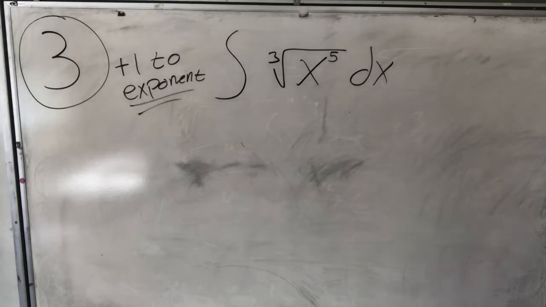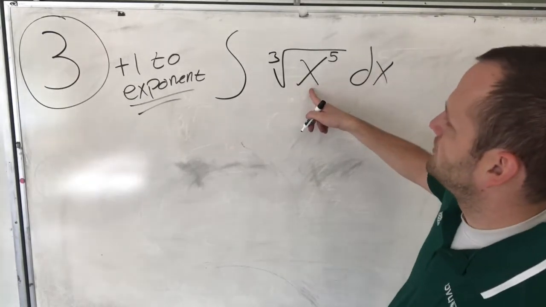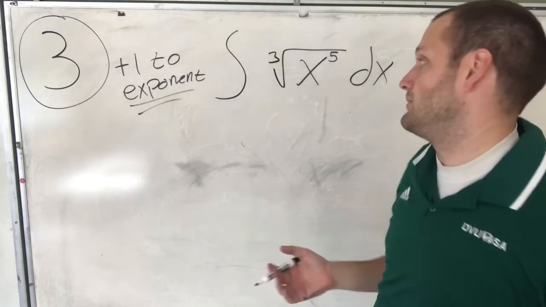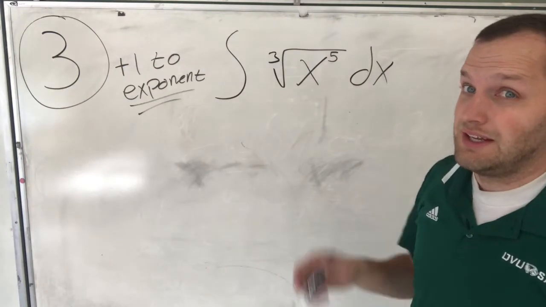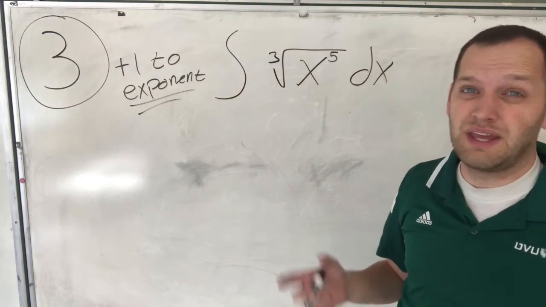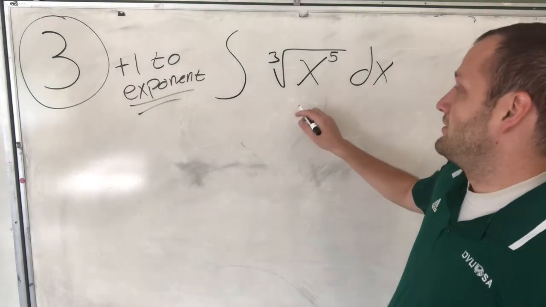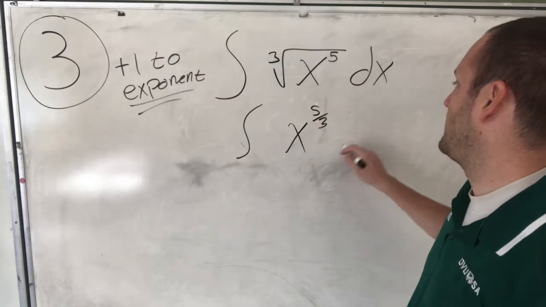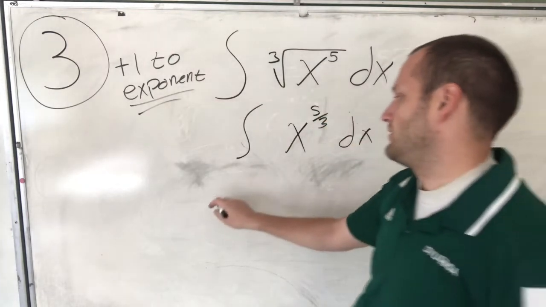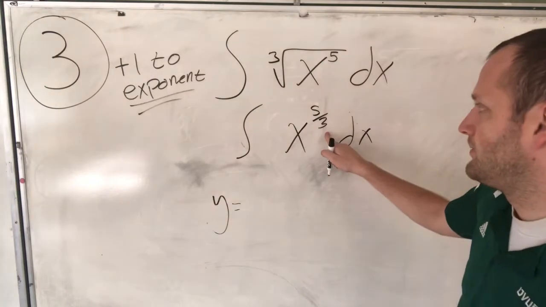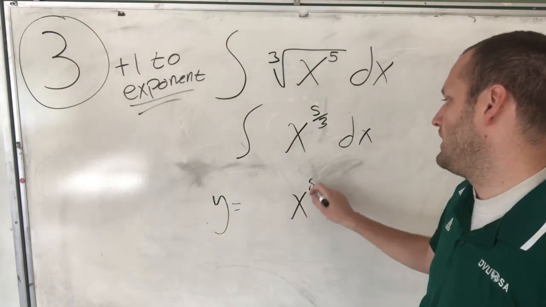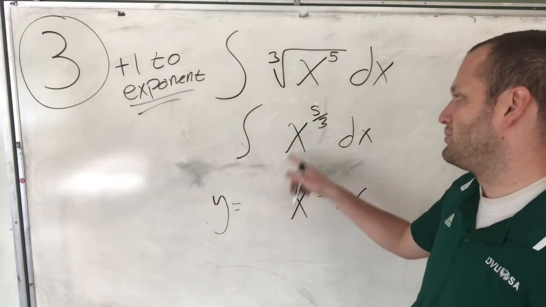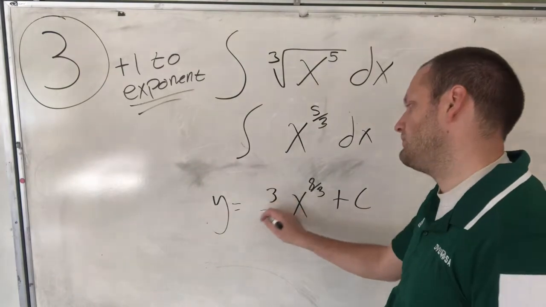All right, let's try this problem. We have x to the 5th power, and we're taking the cubed root of it. We want to know what does it integrate into. Well, the first thing I need to do is get rid of that cubed root, okay? We can't have the radical there. We have to write this as purely an exponent. So we want to integrate x to the 5/3 power dx. So that gives me y equals, add 1, that's going to give me x to the 8/3 power plus c. 8/3 times what is 1? 3/8.